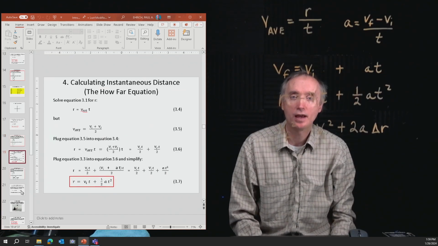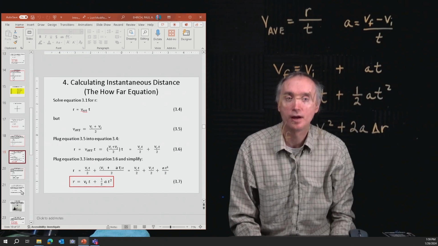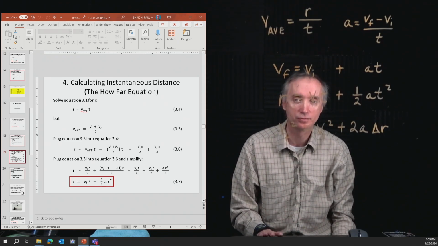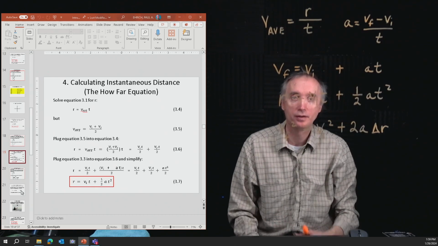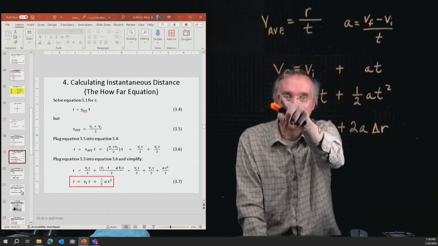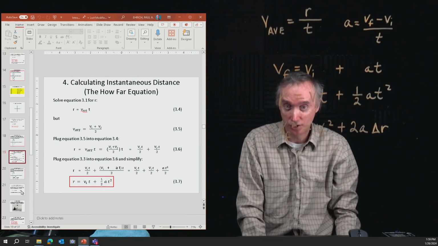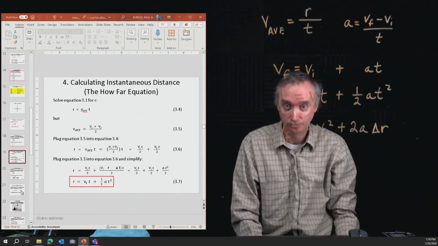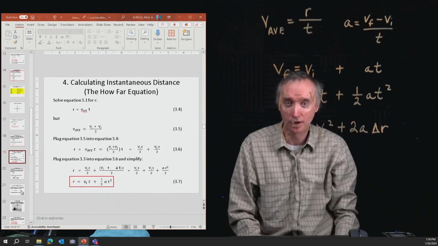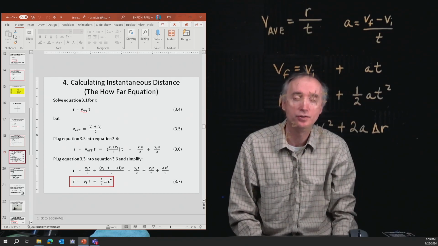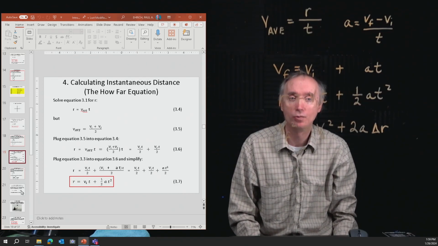Okay, then you have the how far equation. Now I also want to mention, don't worry about derivations. The important thing is to know the how fast equation. You can see in that slide that I show where it comes from. It can also be derived using calculus. This one is deriving it using algebra. But don't worry about it.